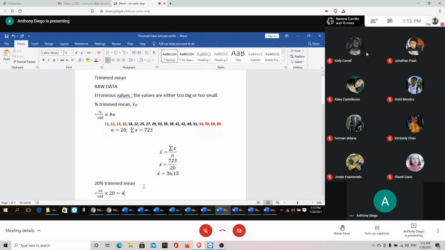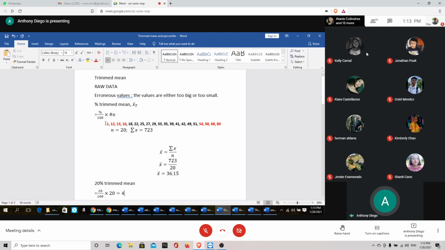Now, our first step, after you have found the actual mean, is to find the 20% trim mean: how many values you will be trimming out. This is where you use this formula to see how many values you will trim from either end. So 20 over 100 times 20 will give us 4. But remember, the data must be in order. So we need to cut off 4 values from either end of this set of observations.